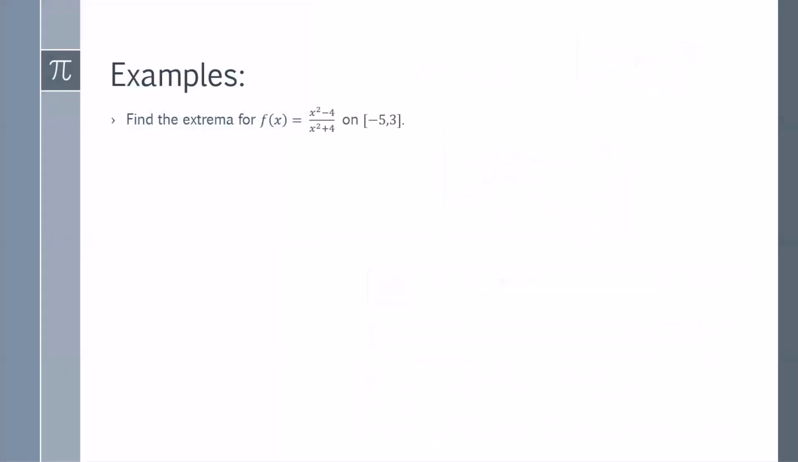As an example, let's find the extrema, the maxima and minima, for f(x) = (x² - 4)/(x² + 4) on the interval [-5, 3]. Begin by computing the first derivative using the quotient rule. When we factor and simplify, we get f'(x) = 2x(x² + 4)(x² - 4) divided by (x² + 4)².